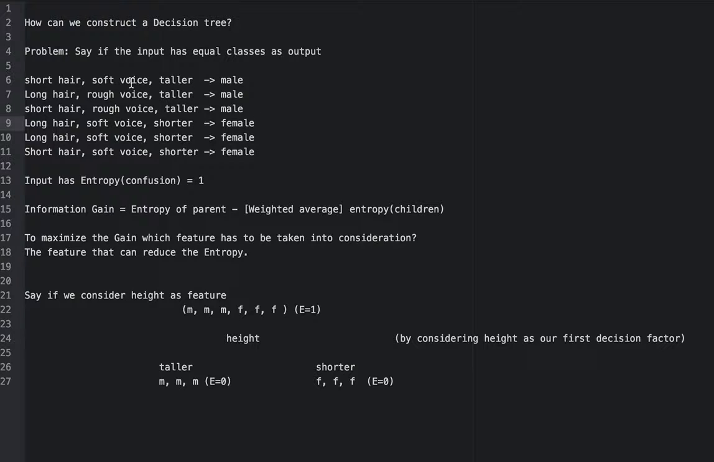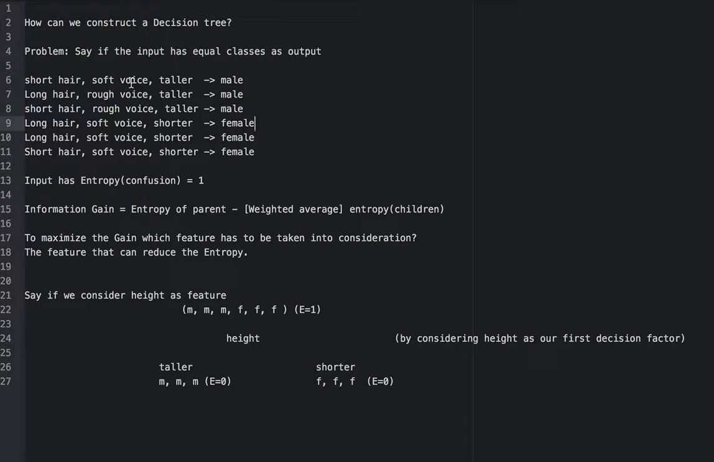So the example that we have has an entropy of value equal to 1, because entropy is a measure of confusion, if you guys didn't know. So in our input data, we have a lot of confusion, an equal confusion of, okay, if a new data comes, it could be a male or female. We didn't know that, so the entropy is maximum, 1.